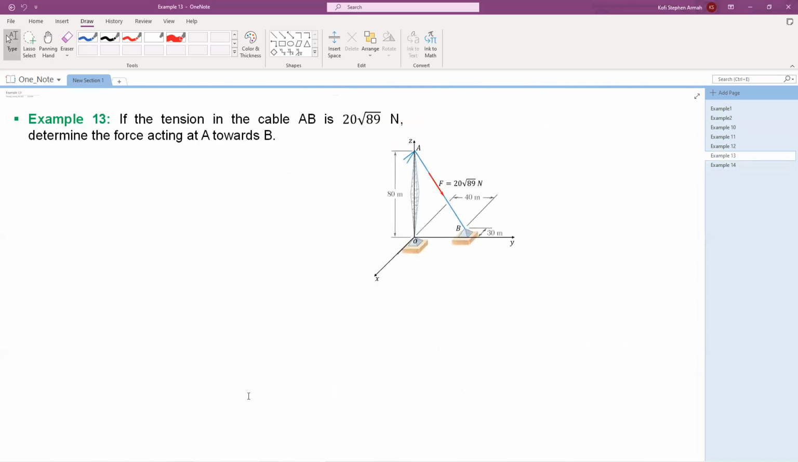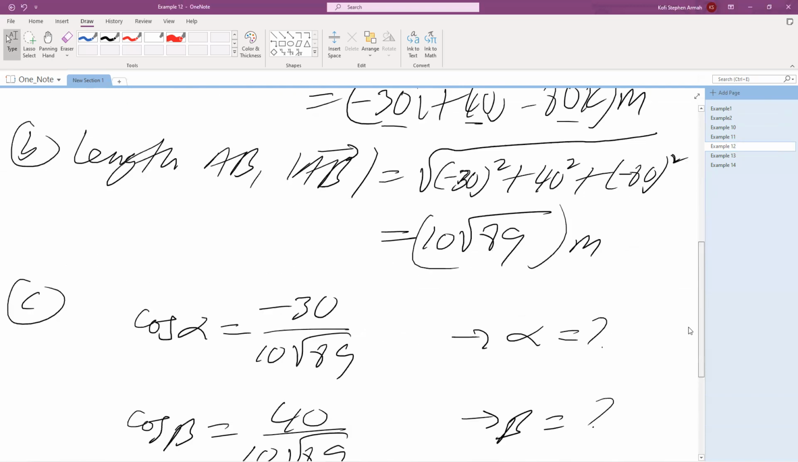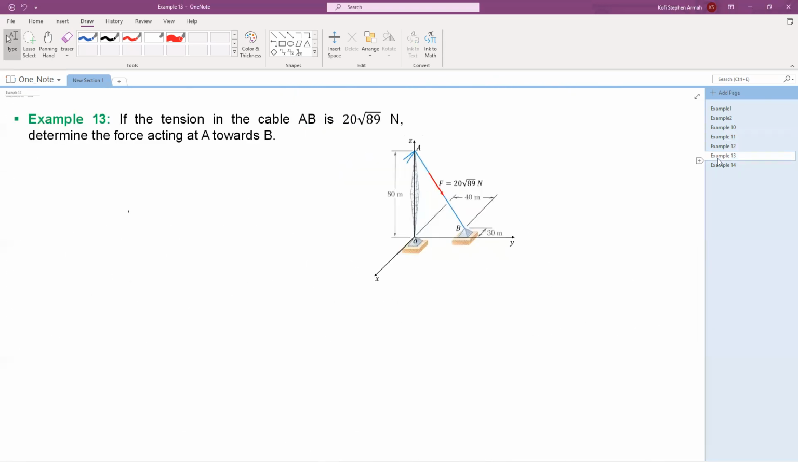In example 13, you say if the tension in the cable AB is, the same problem I solved. Let me see whether I did something here. If the tension, determine the force acting at A. Okay, that's fine. Okay, the question is correct.